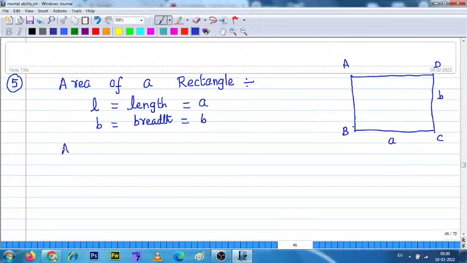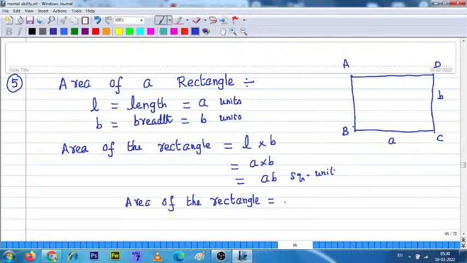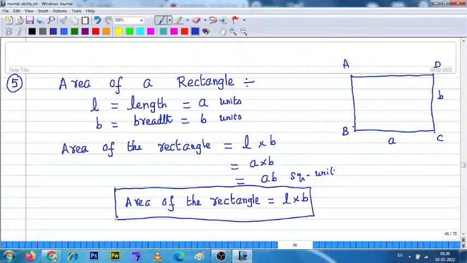Now the area of the rectangle is given by length into breadth. That is A into B, that is equal to AB. If you say A units into B units, you will be getting the answer in square units. So the area of the rectangle is equal to length into breadth. Okay, it's clear to you, right?